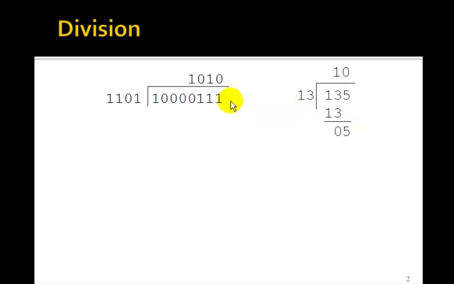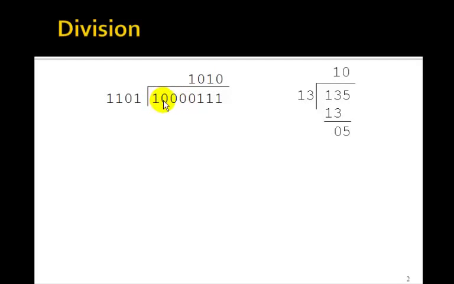Let's see how to do that in binary. Well, you do long division the same way. Here's the 13, 1101, and here is the binary 135. It's 10000111. So you see, how many times does 1101 go into 1? Well, no, you got to keep moving over. 1000, it doesn't go in.